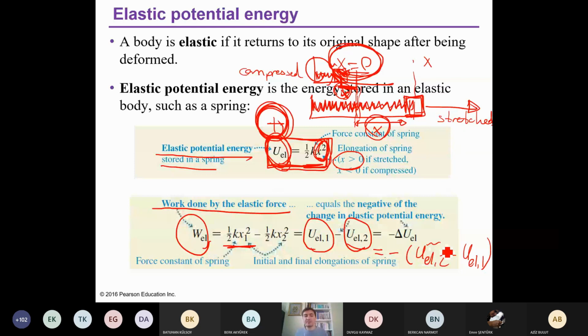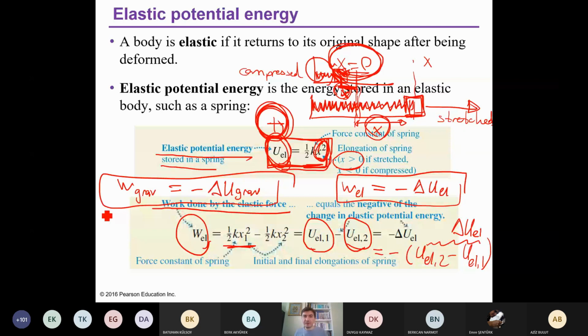So remember the gravitational work, which is equal to the change in the gravitational potential energy. And here we have the work done by the spring, the work done by the elastic force, which is equal to minus the change in the elastic potential energy. Any question here? Then let me continue.